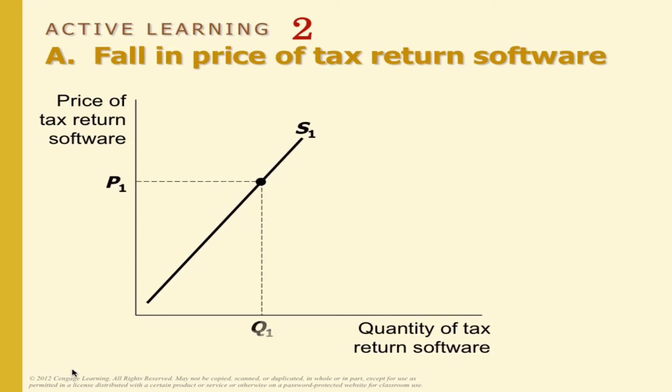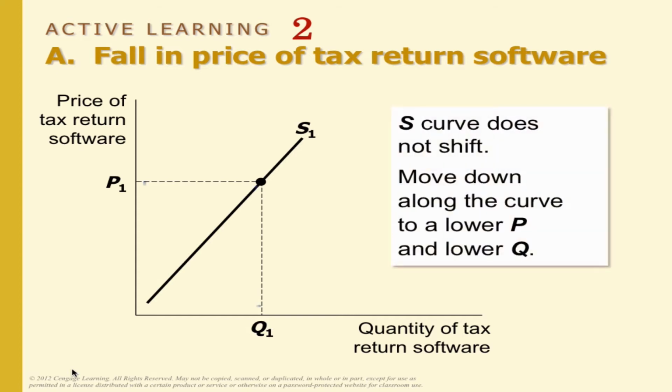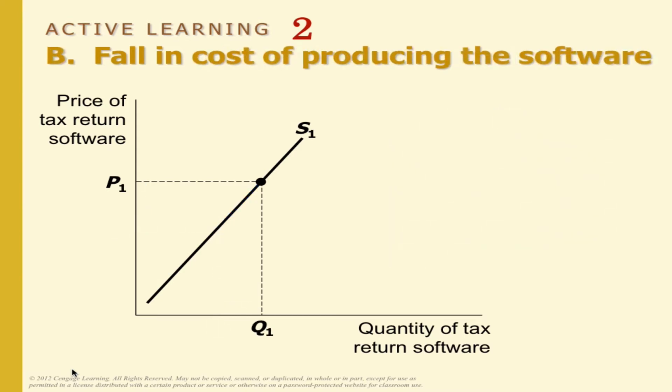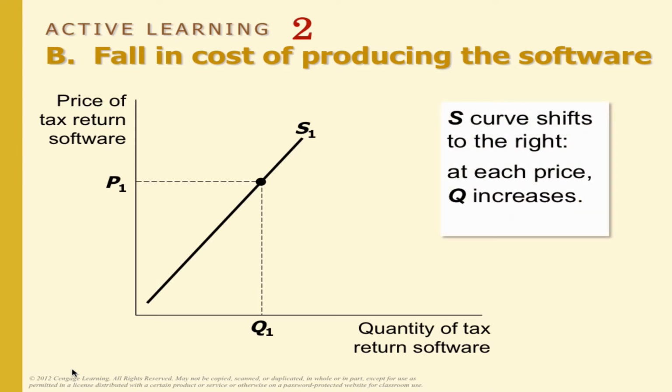So in our first scenario, the price of tax return software decreased, and Miranda was correct. It moved along the curve. Then we had Aaron up here, and it was cheaper to make the software, so we made more.